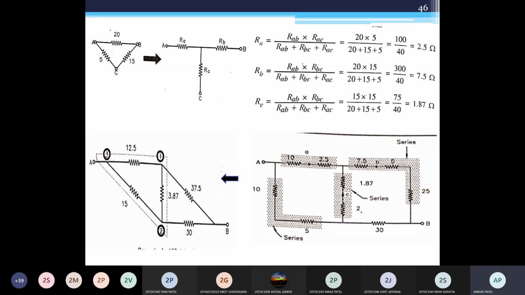You can write either RA, RB, RC, or you can write R1, R2, R3, because we already use RA, RB, RC here. So for further simplification, you can write RA dash, RB dash, RC dash, or you can give other names. Don't repeat RA, RB, RC again.